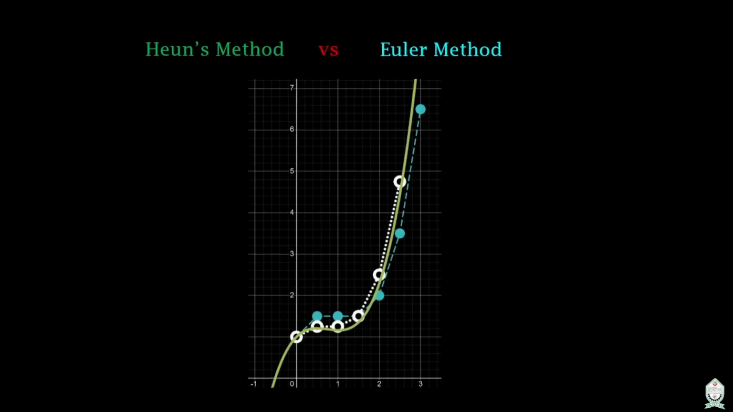So it is obvious that the improved Euler methods are better than Euler method, and one of the improved Euler methods is Heun's method, which is quite evident in front of our eyes that it produces better results than Euler method. In continuation of this improved Euler method, next we will discuss the Runge-Kutta method.